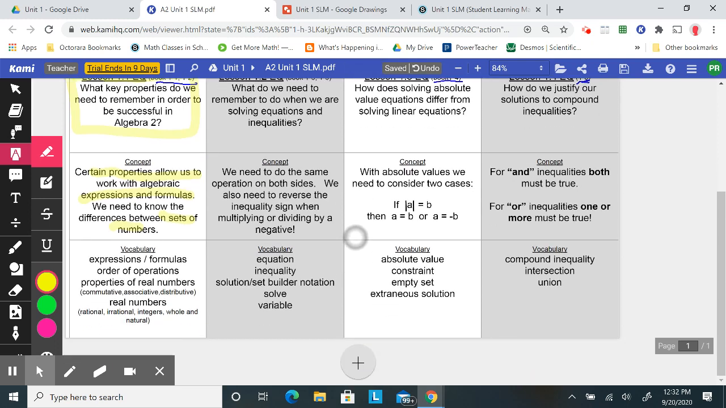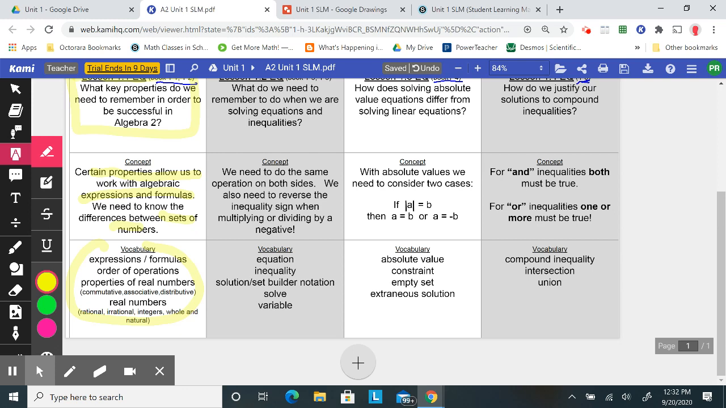So if I can get this to move up, there we go. We have our vocabulary list. You need to know what expressions are, formulas, order of operations, properties of real numbers, commutative, associative, distributive properties. What are real numbers? They include rational, irrational, integers, whole, and natural numbers.